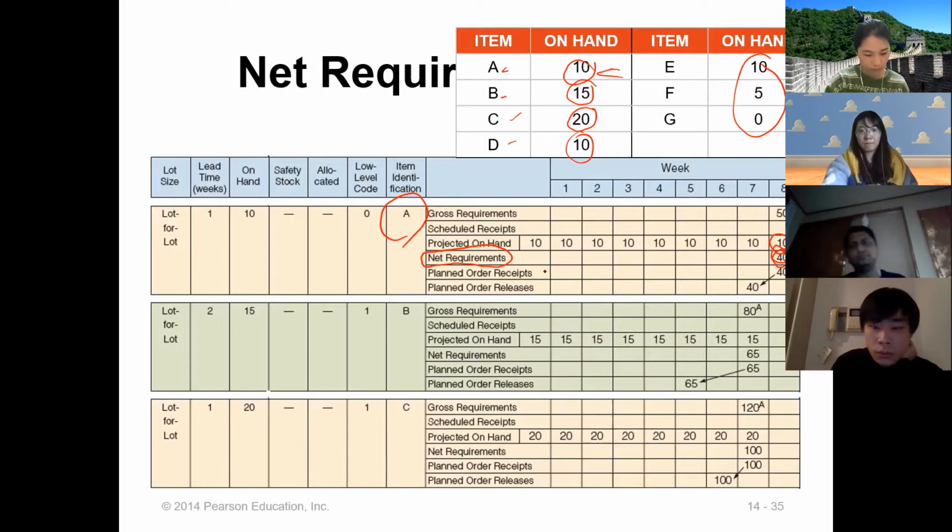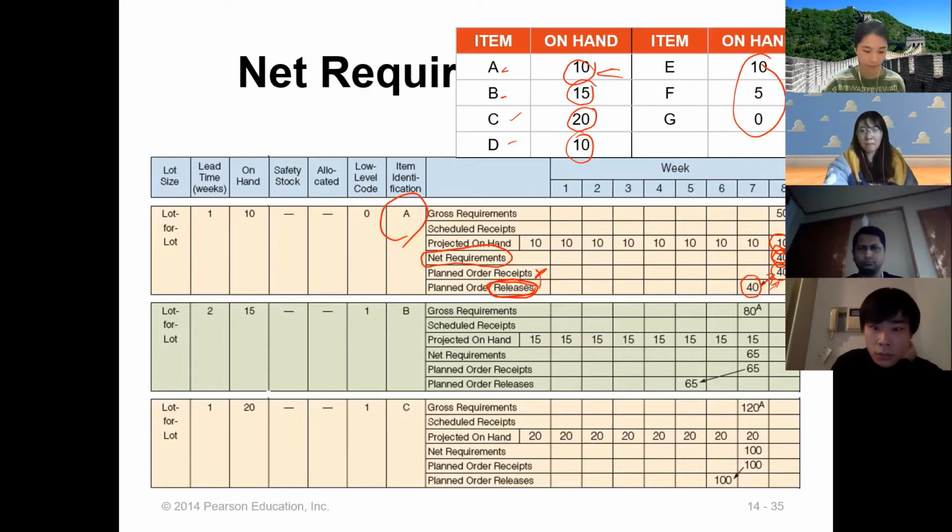This is a bit detailed, it's okay, no problem. This is the planned order receipts, meaning you already receive it. This is the release. If you see here, release means it needs to be ready by week 7 before you can actually finalize the product at week 8. That is because the lead time is 1 week, so it requires 1 week, from planned order release until planned order receipts. So this is at the product level.